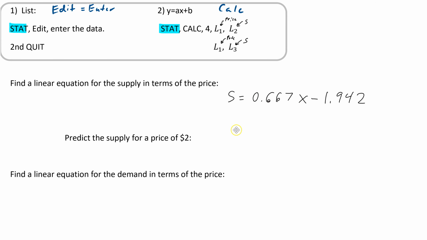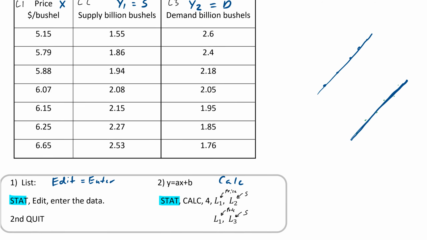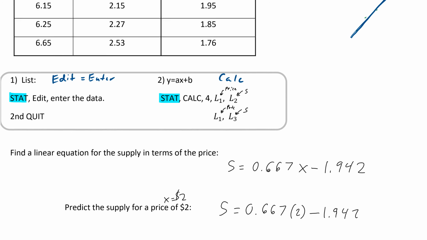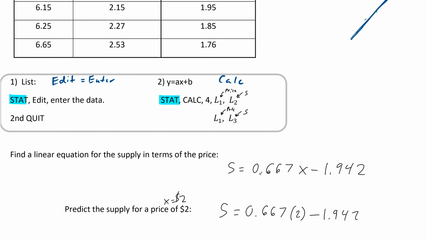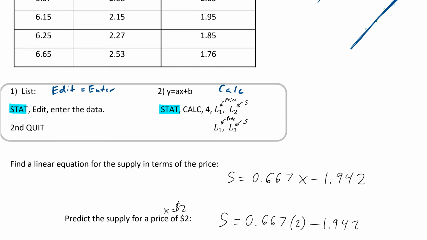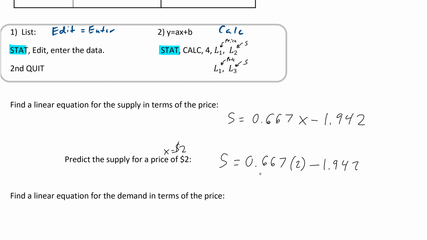So if you were to plug in $2, that's our X, right? X is our price. This is $2 per bushel. But you got to think of everything here as billions. So when they say billions right here, billions of bushels, right? These become billions of bushels. Got it?